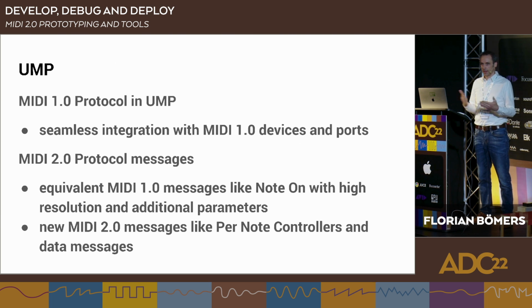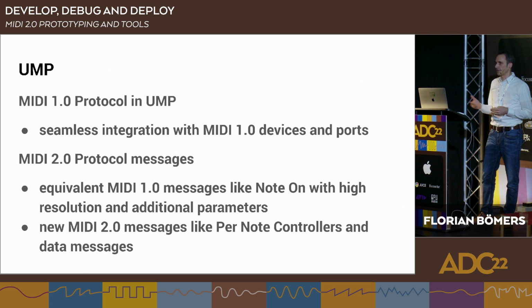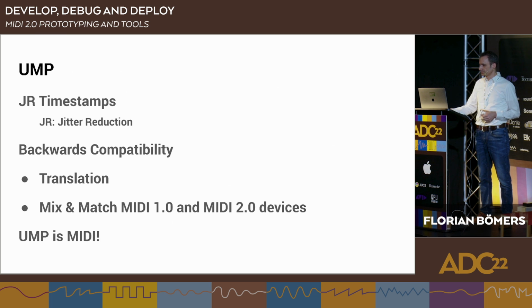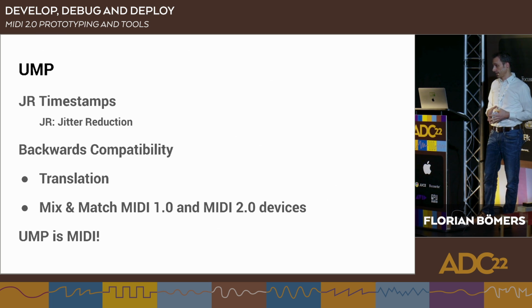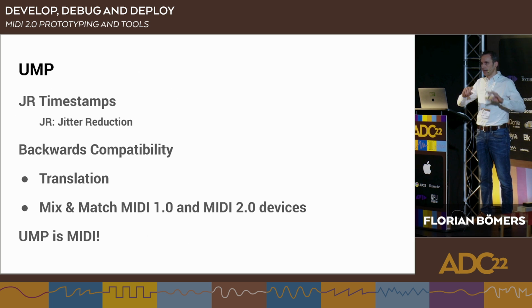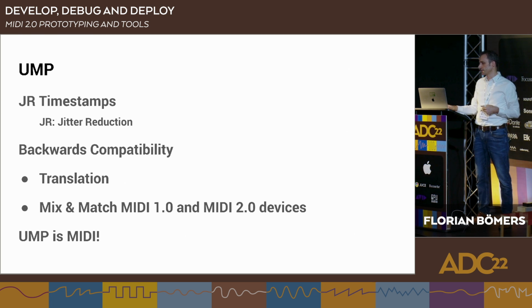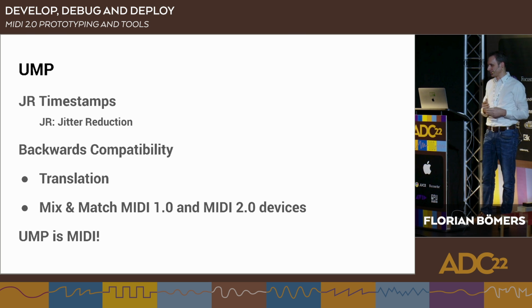And of course, all MIDI 1.0 messages have an equivalent in UMP with high resolution, additional parameters, and it all operates on more channels. You have groups. UMP also has JR timestamps. They are standardized, and a device that advertises JR timestamp functionality can negotiate to start using JR timestamps, and then every message is timestamped.